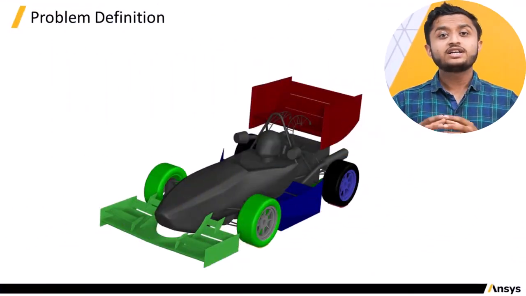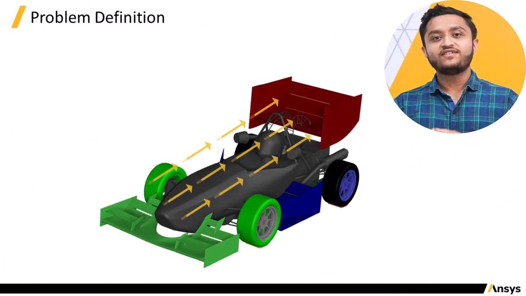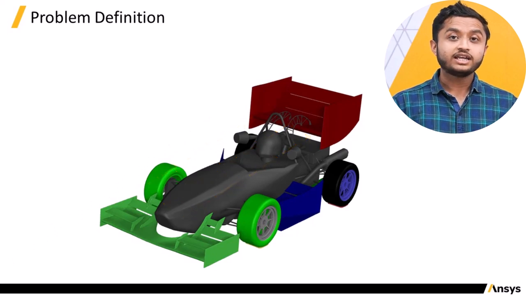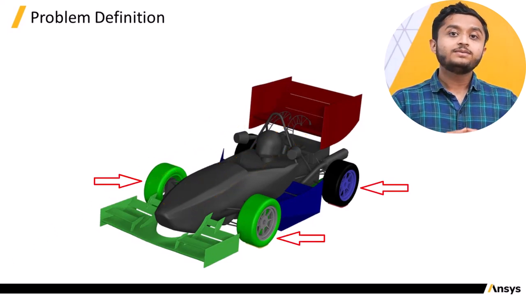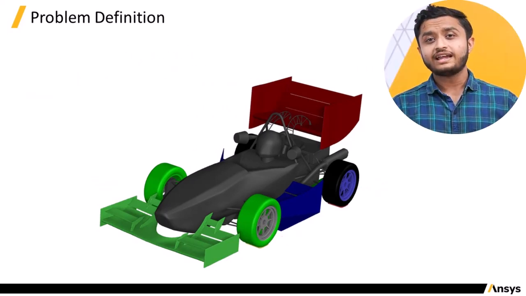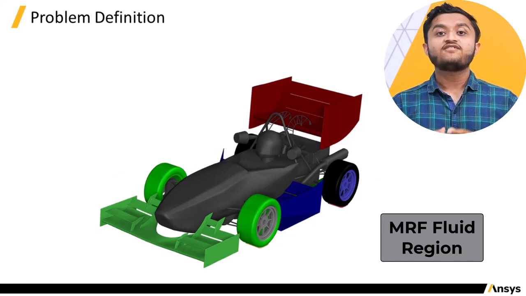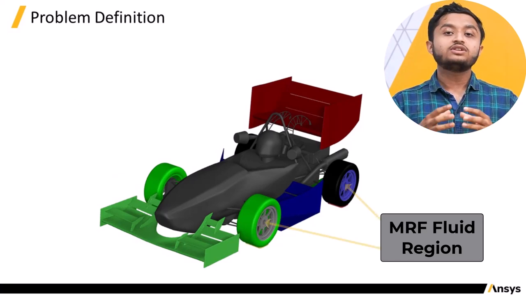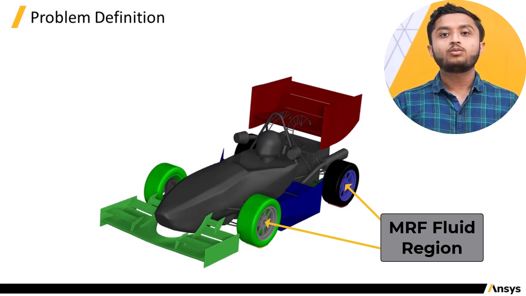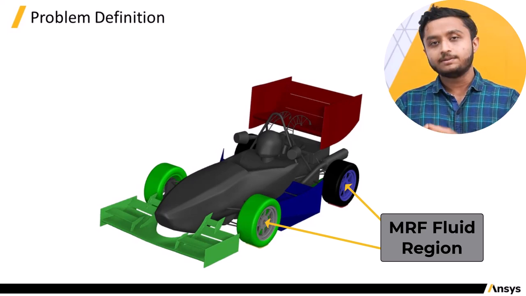Before going into the simulation, let's quickly define the problem. In this simulation, we'll consider the airflow over an FSAE car moving at 35 miles per hour. For simulating the rotation of the wheel, we will be using a simple rotating wall boundary condition. On the other hand, as we saw in the previous lessons, separate fluid regions have been created and placed around the wheel rims to facilitate the usage of MRF approach for modeling the rotation of these wheel rims.